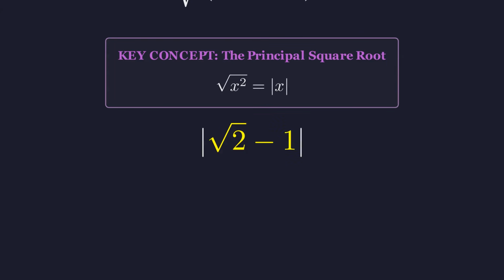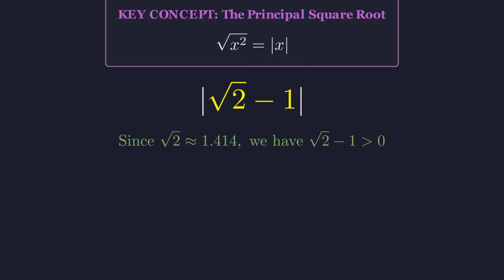To remove the absolute value, we need to check whether what's inside is positive or negative. Root 2 is about 1.414, which is greater than 1, so root 2 minus 1 is positive. Since it's positive, the absolute value doesn't change anything, and we can drop the bars, giving us root 2 minus 1.